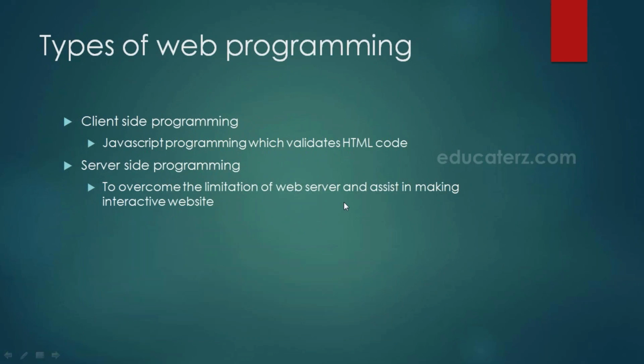Next, we have different types of web programming, like client-side programming and Java server-side programming. Client-side programming is nothing but JavaScript programming which validates the HTML code. That is, it forces the end user to enter correct, complete, and proper input into the web form.